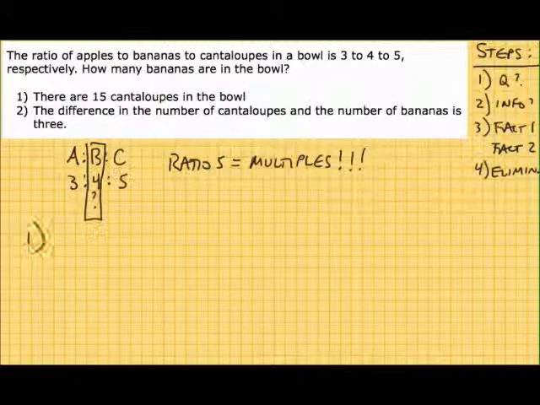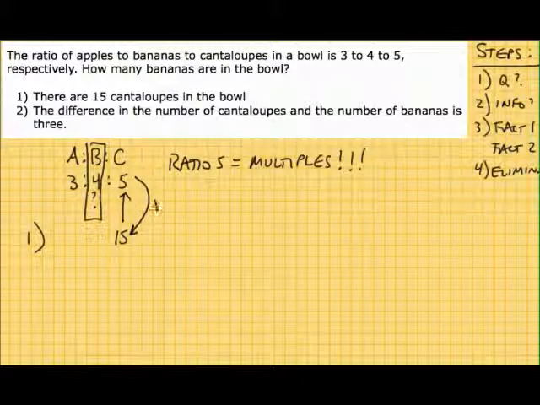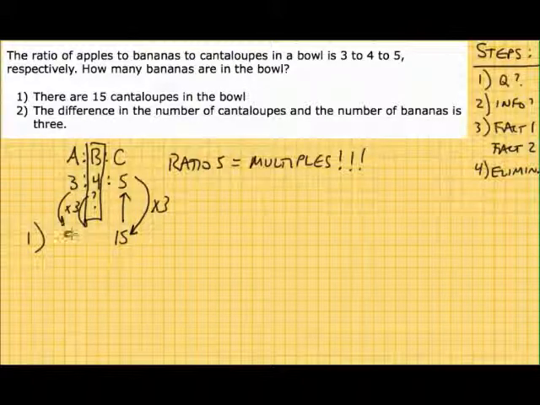Fact 1 tells us there are 15 cantaloupes. I'm going to line that up with our ratio for easy reference. Since ratios are multiples, what do you have to do to go from 5 to 15? You have to multiply by 3. And if you multiply one piece by 3, you have to multiply the other pieces by 3. So that means you've got 9 apples and 12 bananas.